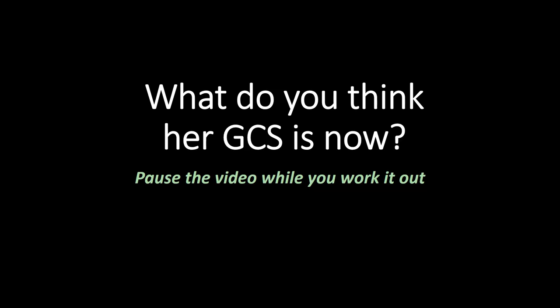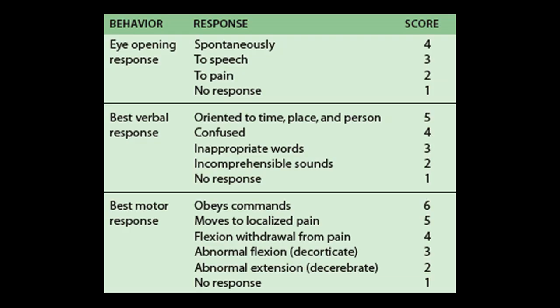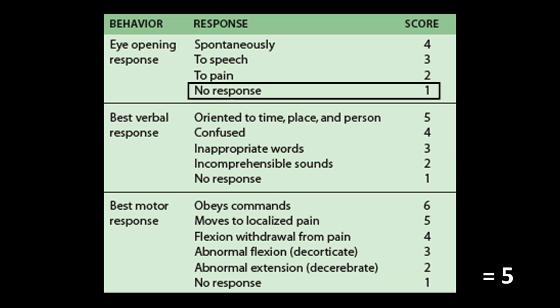Take a few seconds now to work out what her GCS has fallen to. Her GCS is now 5. Given that she isn't opening her eyes at all, she receives the lowest score for eye opening of 1 out of 4. And as she isn't making any sounds either, she also receives the lowest score for verbal response of 1 out of 5. It is worth noting at this point that the lowest score you can give in any component of a GCS assessment is 1, not 0.